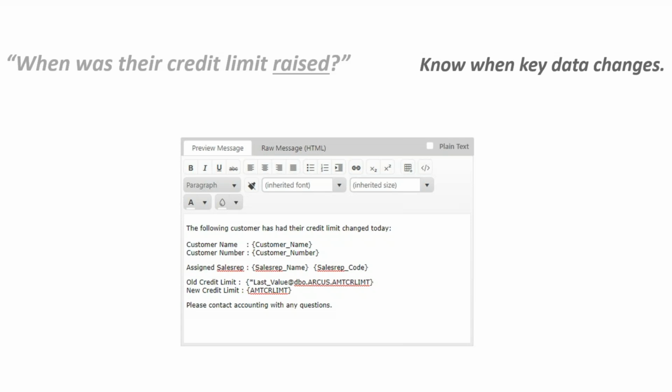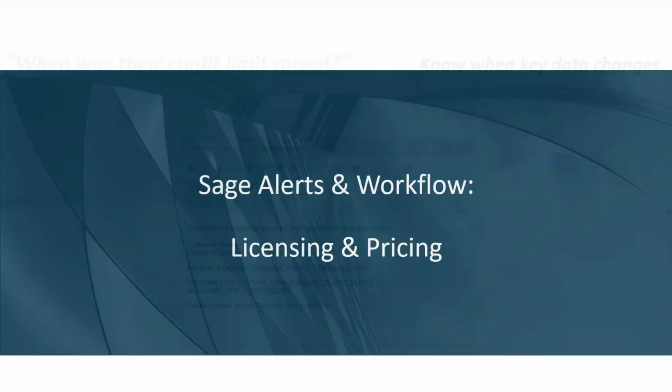Is it a customer's credit limit, credit status? Is it an inventory item's lead time? Is it the due date of an expected item that you've ordered from a supplier? Alerts and workflow will monitor any field within Sage 100. It'll tell you when and whether that field has been changed and what it changed from and to.